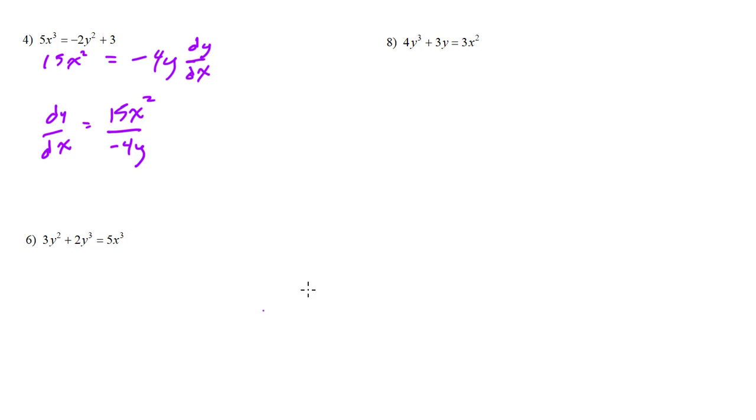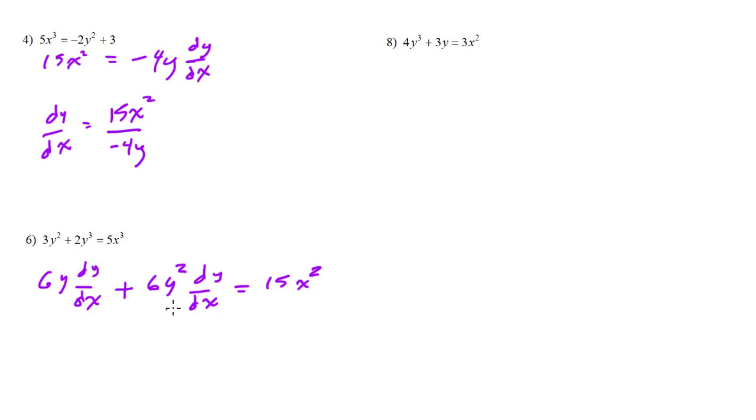For number 6, here I've got two terms that have a y in it. So now it's a little bit different because I have to differentiate the first one with respect to x. Use a chain rule. There is going to be 6y dy/dx. But then the next term also has a y in it, and we have to use the power rule. So that's going to be 6y squared, and again a dy/dx because we differentiated with respect to x. And then over here, power rule, that's going to be 15x squared.